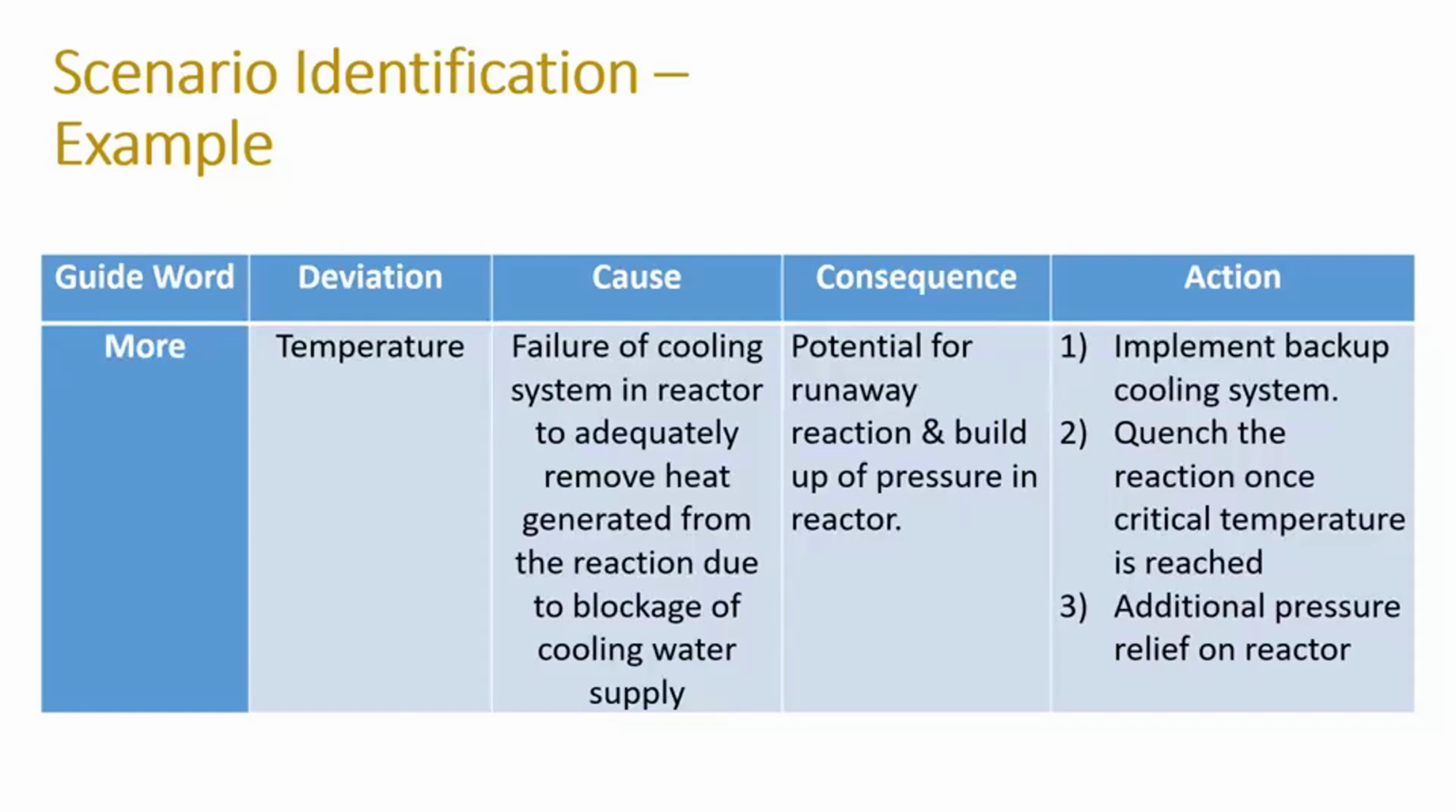So if we're looking at a more temperature deviation, which is a quantitative increase in temperature, a cause, which is what actually happened in that incident, could be the failure of the cooling system in the reactor to adequately remove the heat that's generated from the reaction due to a blockage in the cooling water supply. The consequence that could be associated with that cause is the potential for runaway reaction due to the buildup of pressure in the reactor. And some actions that could be taken would be implementing a backup cooling system, quenching the reaction once the critical temperature is reached, and looking at adding some additional pressure relief on the reactor.